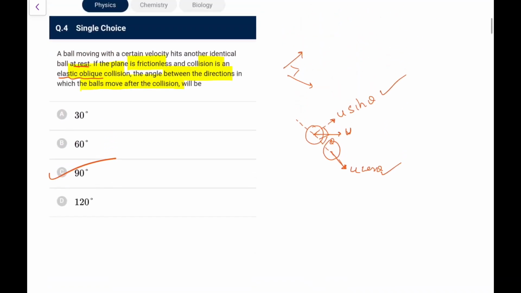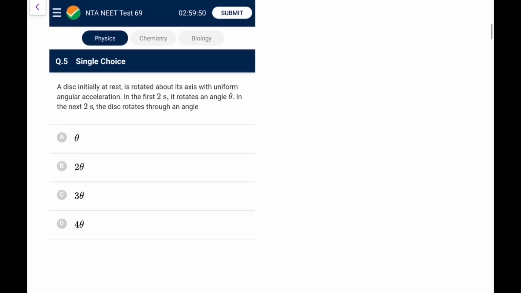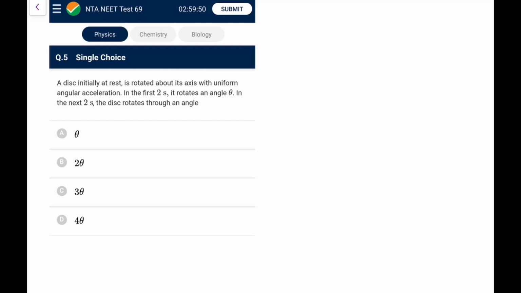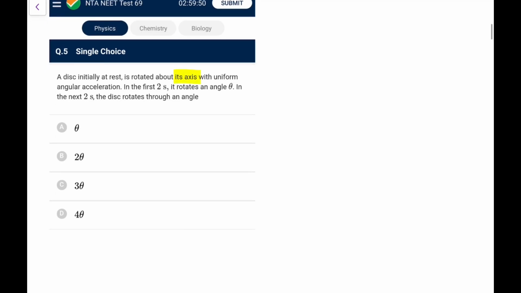Question number 4: a disc initially at rest is rotated about its axis with uniform angular acceleration. In the first 2 seconds it rotates by angle theta, in the next 2 seconds. This is a very common question. I can directly make out it is 3 theta, but I'll tell you what happens. For 0 to 2 seconds, the angle turned delta theta is given as theta, which is equal to half alpha into 2 square. Now you have to calculate the next 2.